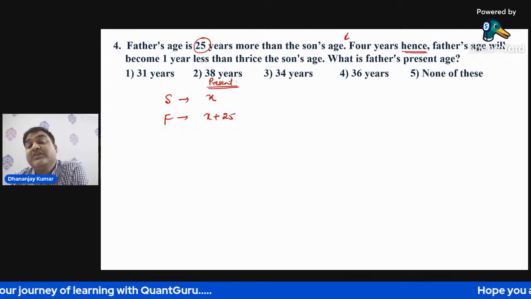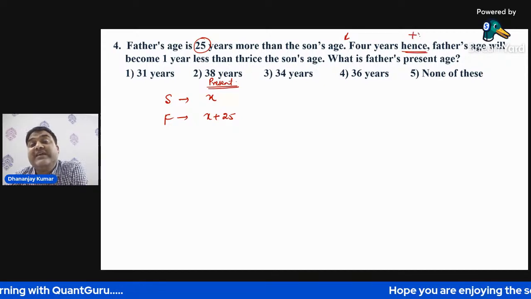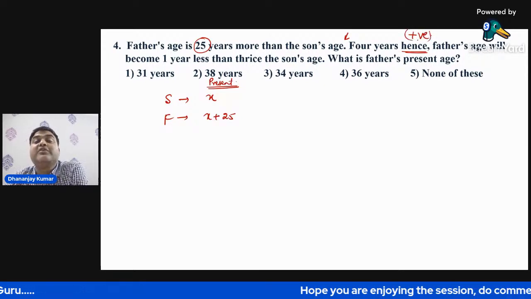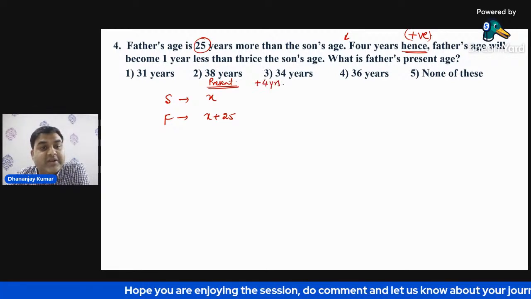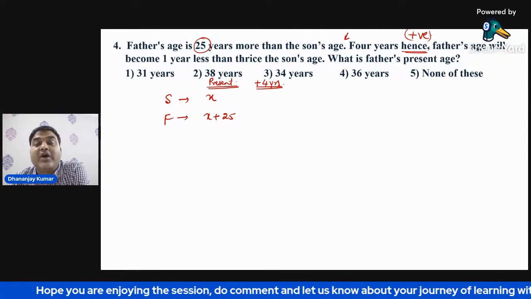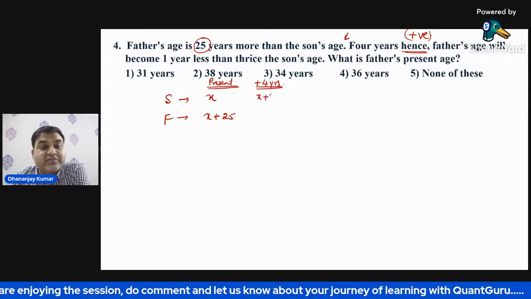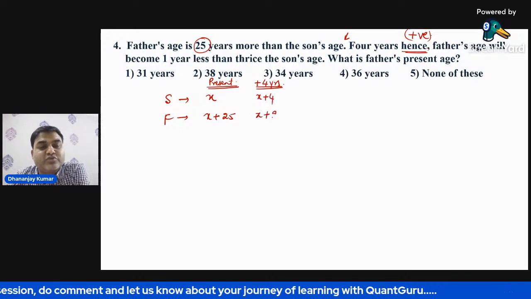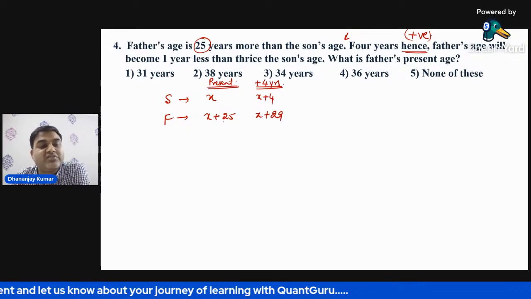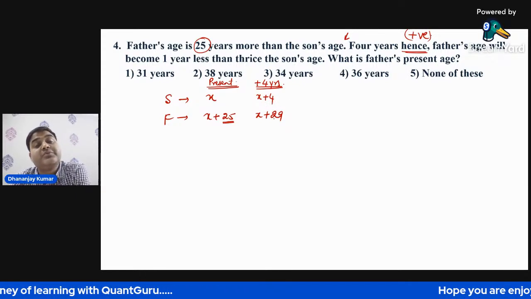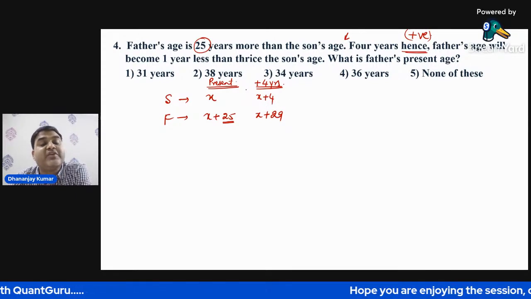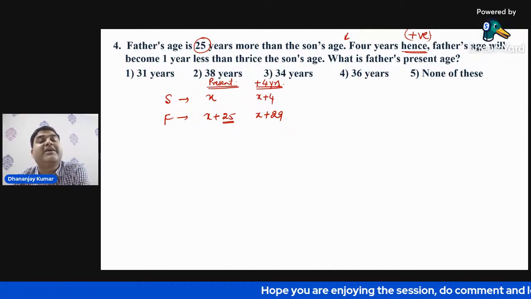Now, 4 years hence. Hence means what? If you remember, hence was later, right? It is talking about the future. So, plus 4 years, my dear friends. After 4 years, this will become x plus 4, and this is going to be x plus 29. I'm writing directly, considering 25 plus 4 is going to be 29. All my friends know, right? Considering that, I have written.